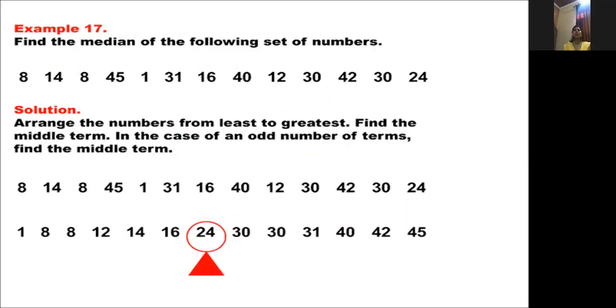Next comes an example. Let's understand median with the help of an example. Find the median of the following set of numbers. We are given a set of numbers which we use to calculate the median. These numbers are 8, 14, 8, 45, 1, 31, 16, 40, 12, 30, 42, 30, 24. These are the values of which we need to find the median. The first step is to arrange the data in ascending order. You can see here that we have arranged the whole data in ascending order.